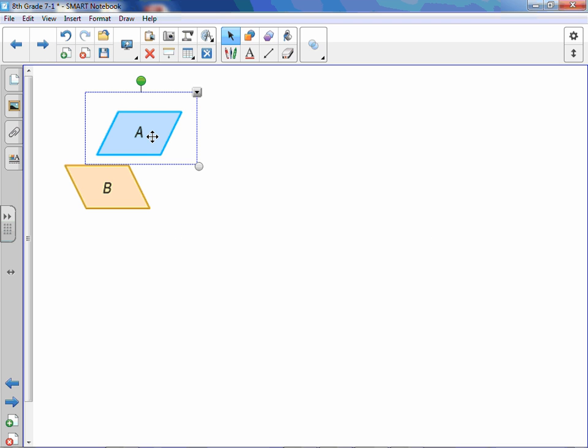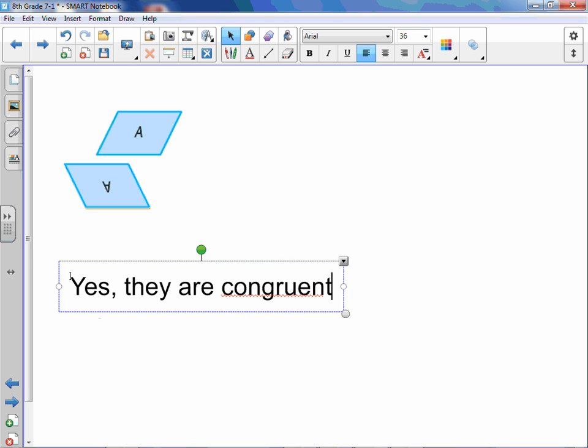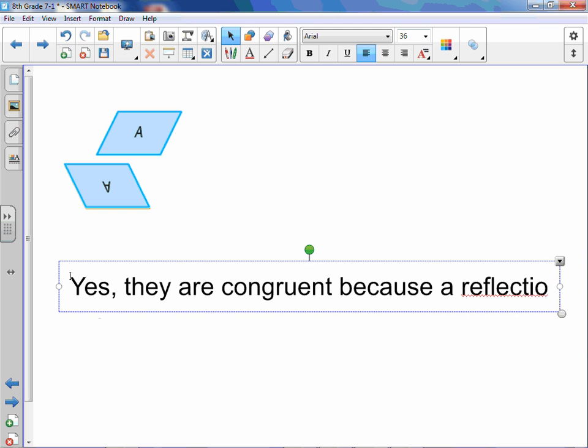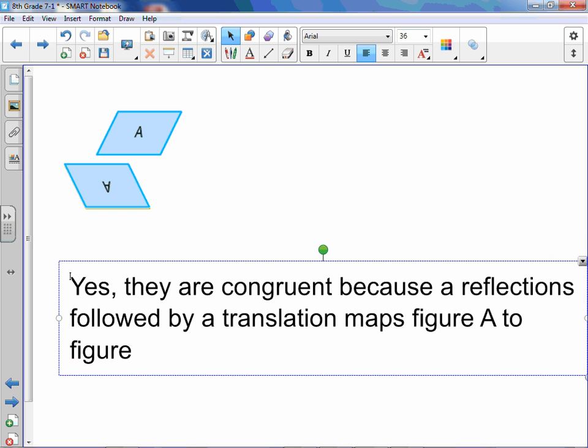Okay, so let's see if we can map figure A to B. It looks like it did a reflection here, so let's reflect it. We reflect it, it would be about here. Okay, so reflect it, now let me translate it. It looks like it matches perfectly. So, yes, they are congruent because a reflection followed by a translation maps figure A to figure B.